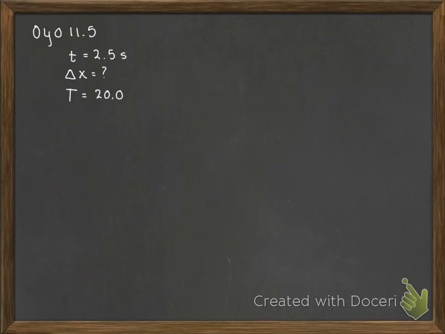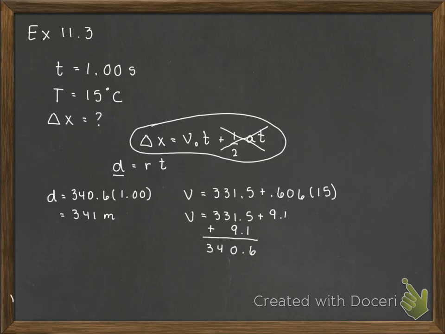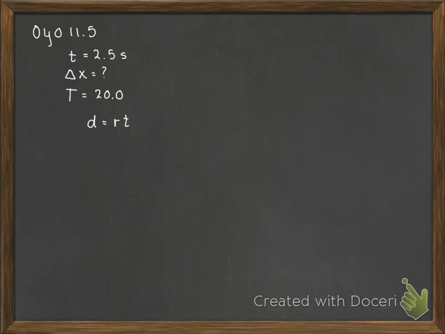20.0. So again, because sound travels at a constant velocity in a consistent temperature, we are going to be using our distance equals rate times time again, because the acceleration portion of that equation goes to 0. So in order to find the rate, that means we're finding the velocity of that particular sound, okay?